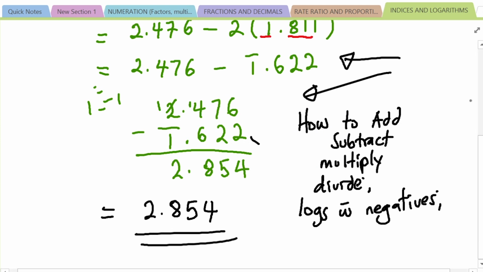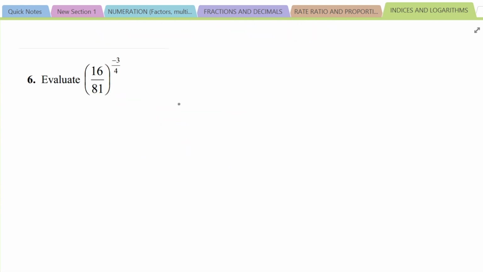Let's continue with these worked examples on examination past paper questions. Moving on, evaluate this number. This is an index number, 16 over 81 to the power of that. So that means this is 16 over 81.